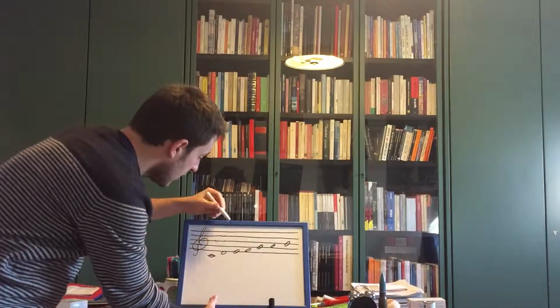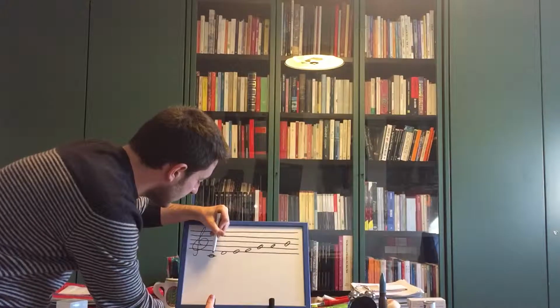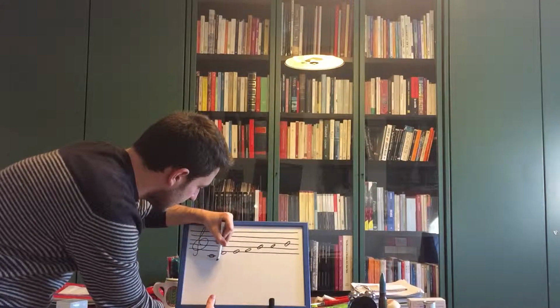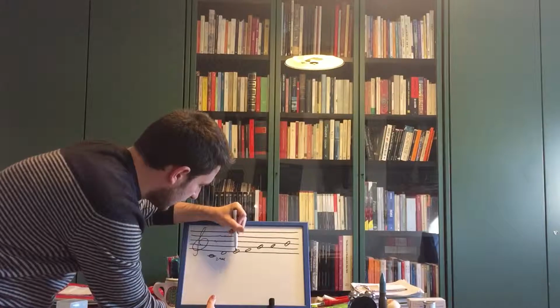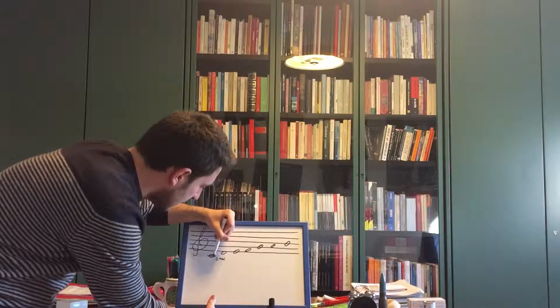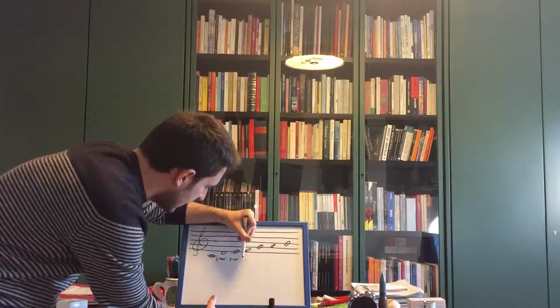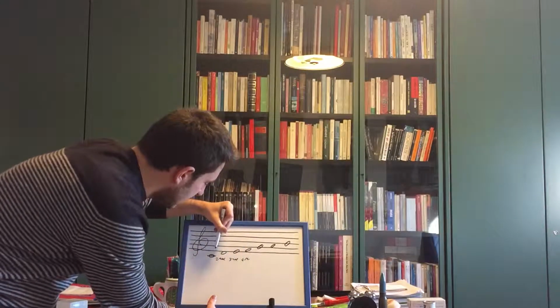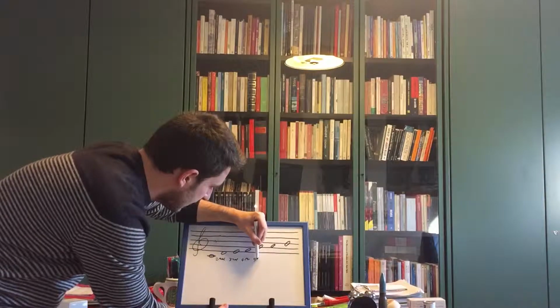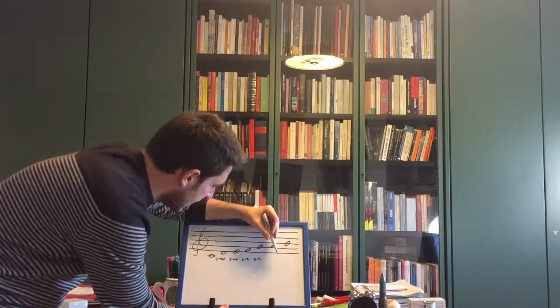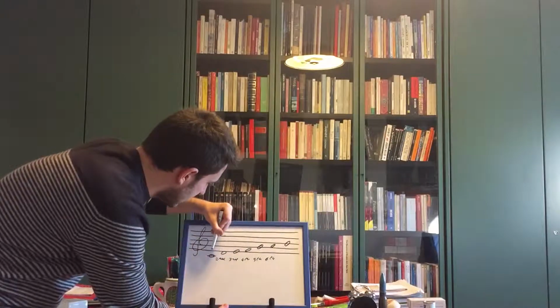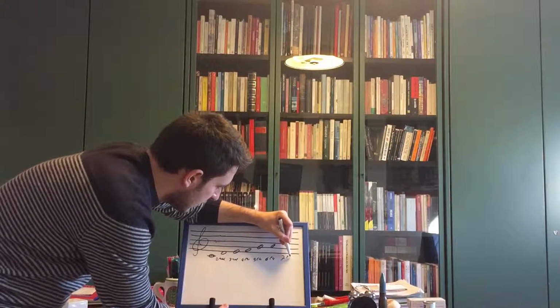So for example, if we have C, the distance between C and D is a second. The distance between C and E is a third. The distance between C and F is a fourth. The distance between C and G is a fifth. And C and A is a sixth. And C and B is a seventh.